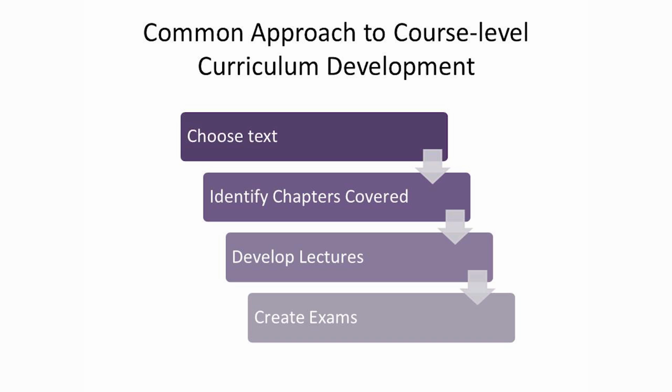Choose text. So we pick a text, or we are given a text that we use for our course, perhaps from the department or from the other faculty in the department. We identify which chapters will be covered. Okay, in introductory biology, we're going to cover chapters 1 through 20 of the great big biology textbook. Then develop lectures.